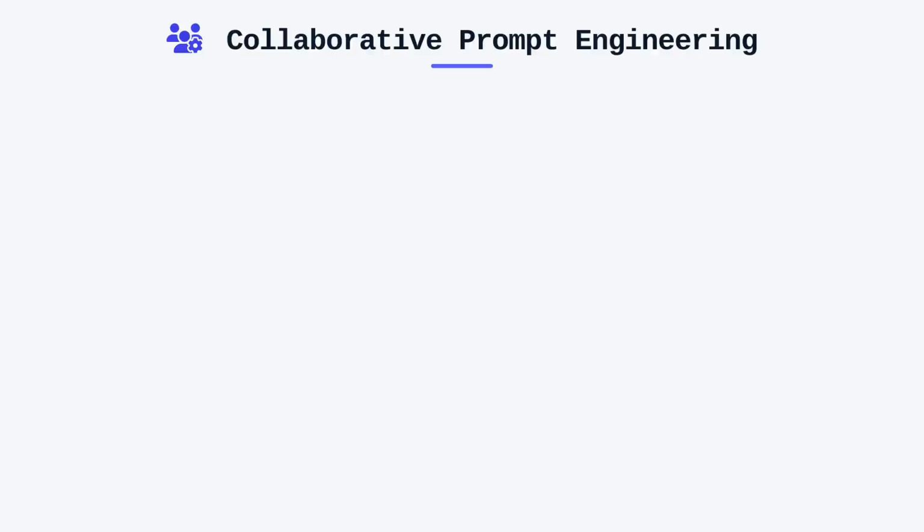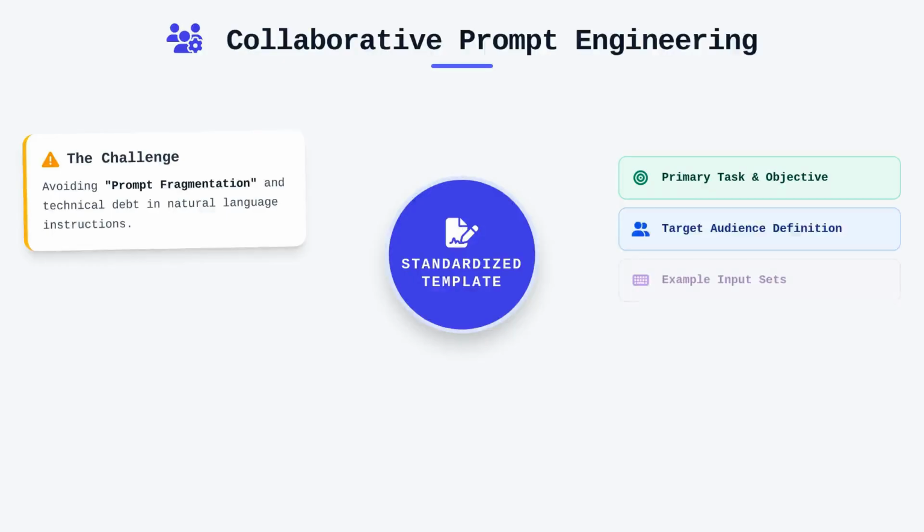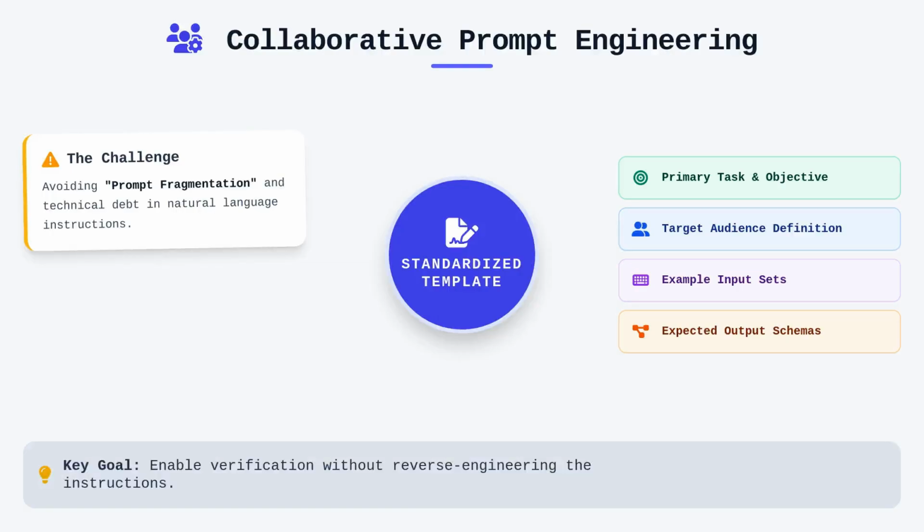Sharing prompts within a team environment introduces complexity, as you must ensure that every collaborator understands the intent and structure of your instructions. In non-technical environments, you should adopt a standardized template that forces documenting the prompt's objective alongside the code itself. This documentation might include sections for the primary task, the target audience, example inputs, and expected output schemas. When teammates access these prompts, they should be able to read the metadata to verify if the prompt is suitable for their specific business logic without needing to reverse engineer the instructions.